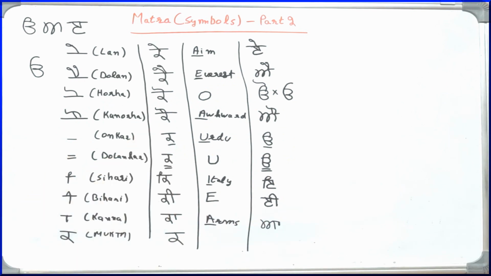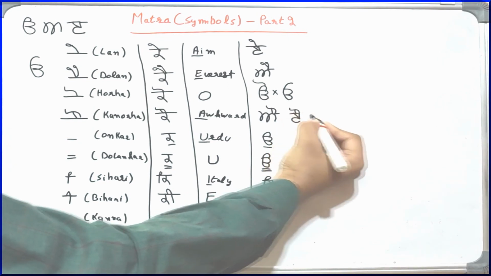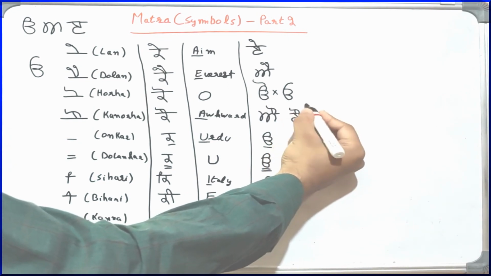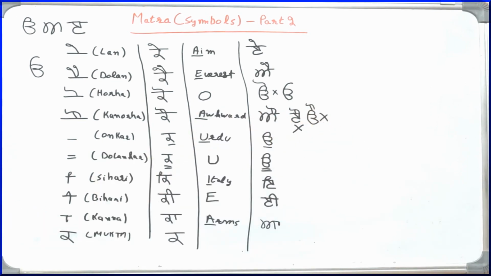And please remember that only these matras can be attached to these three letters. For example, I have Kanora here, right? I cannot have Kanora on the top of Ed or on the top of Uda. No. Some of the matras are reserved for these three letters and we cannot change that.